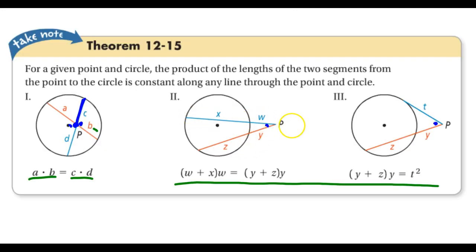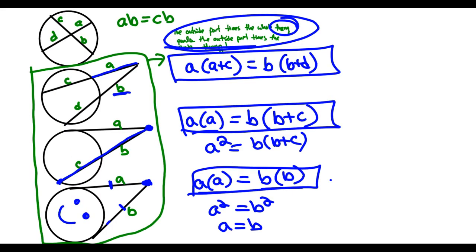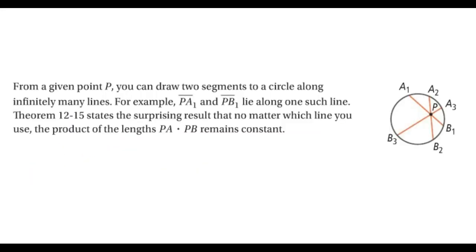Notice on this blue line, this is the book's version now, the outside part, whole thing right there. Outside part, y, whole thing, y plus z. Over here, outside part times the whole thing is t squared. Outside part y times the whole thing, y plus z. So, I don't know what's wrong with these authors, but they need to come up with some catchier spellings there.